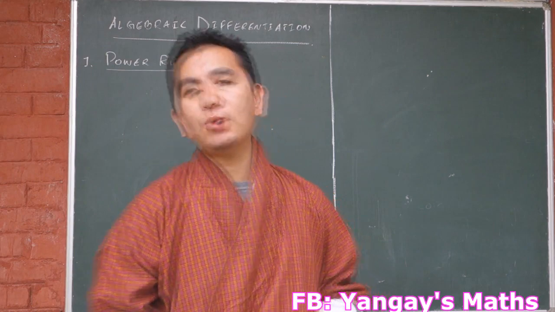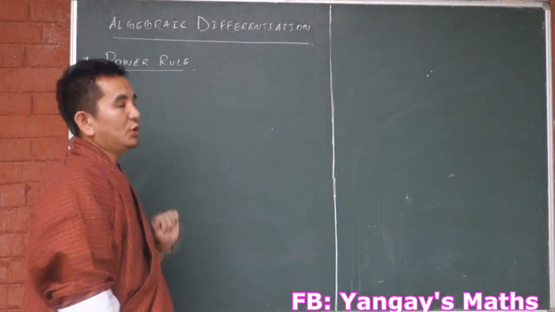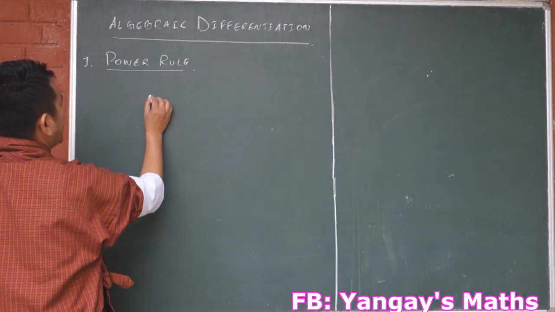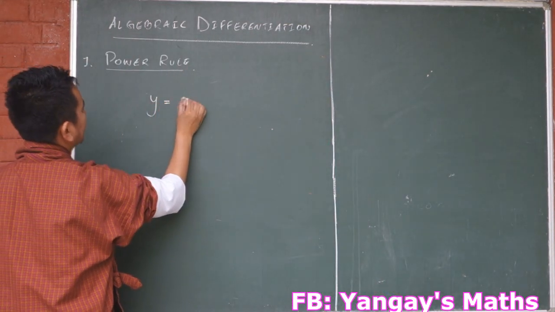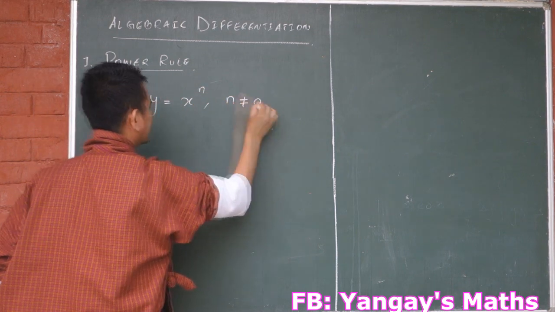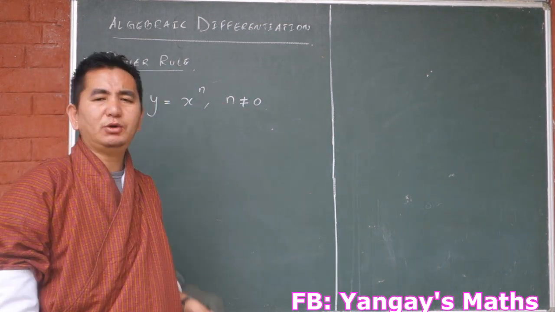Okay, so let's go with the algebraic differentiation. Now under algebraic differentiation, first we'll go with the power rule. So what is this power rule? Suppose we have this function y is equal to x raised to power n, where n value is not equal to 0. What's the reason behind that n value should not be equal to 0?